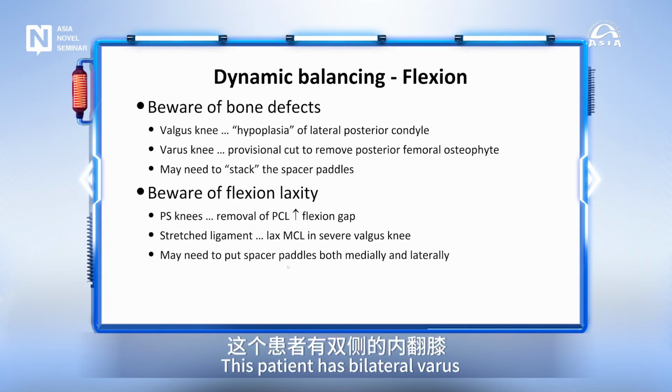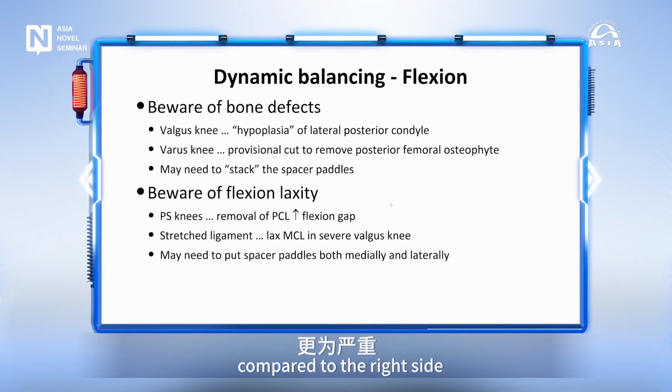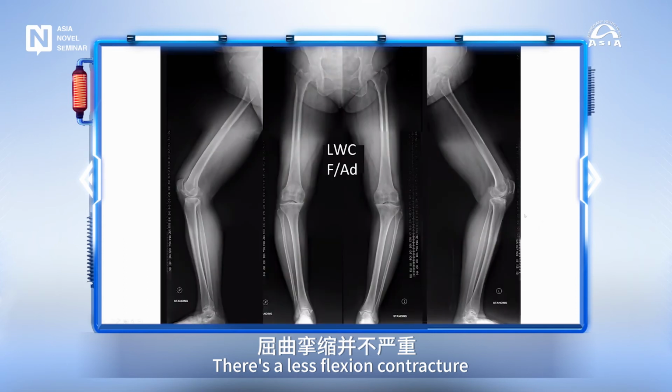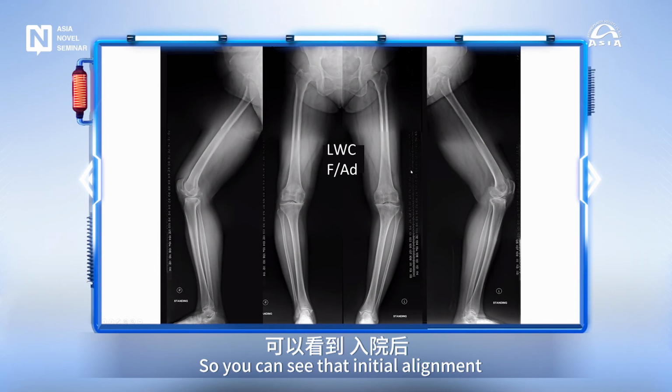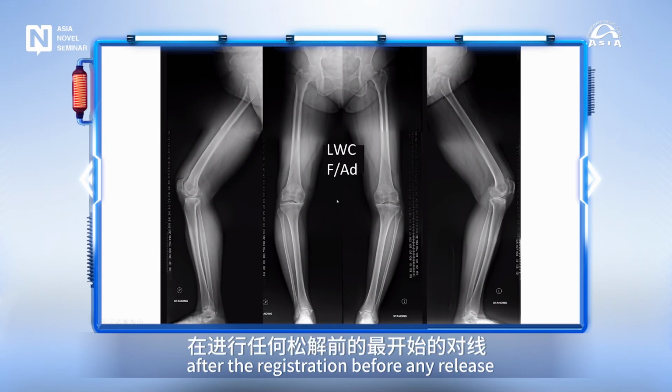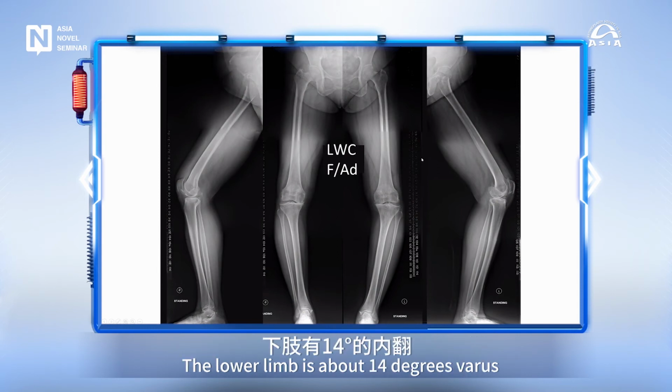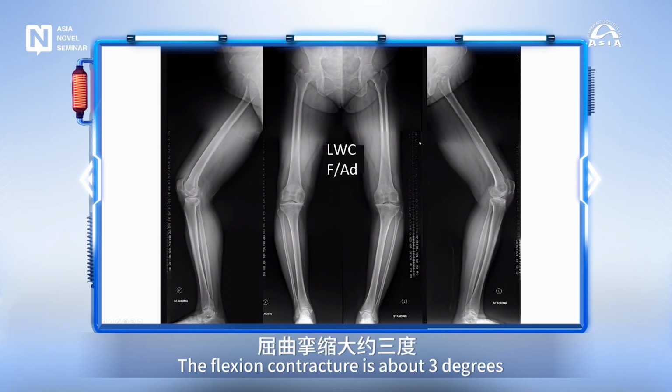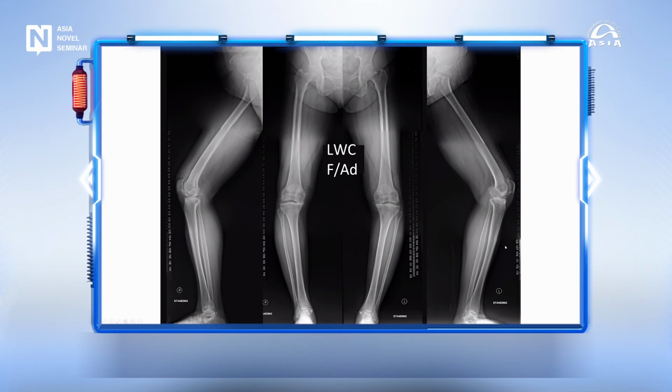This patient has bilateral varus OA knee. The left side is more severe compared to the right side. So we did the right side, it's less varus, there's less flexion contracture, but the patient has limited flexion. So you can see that initial alignment after the registration, before any release, the lower limb is about 14 degrees of varus. The flexion contracture is about 3 degrees. It was not too bad.